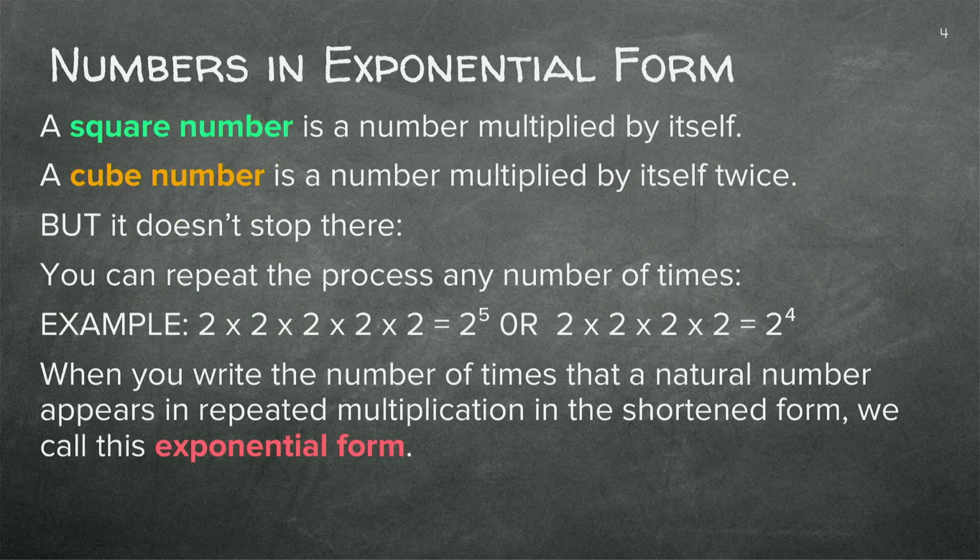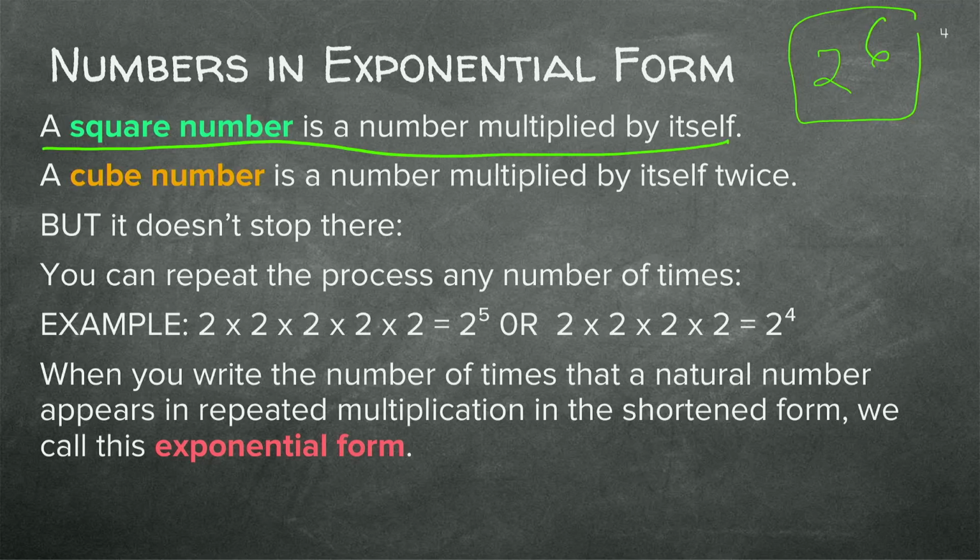Okay, now numbers in exponential form is what I said, 2 to the power of 6, for example. This is when we write a number in exponential form. Now we know the 2 by now. A square number is a number multiplied by itself, and a cube number is a number multiplied by itself twice. But it doesn't stop there. We can carry on as many times as possible.